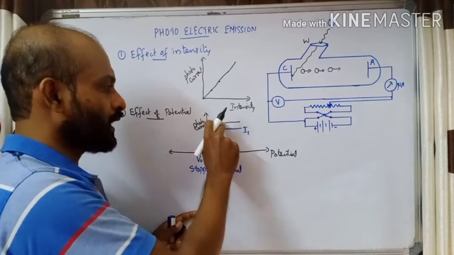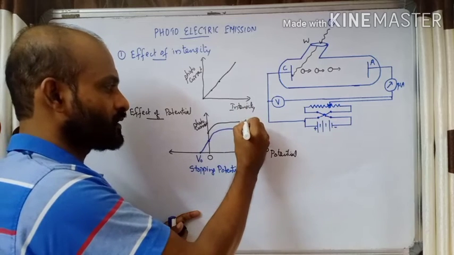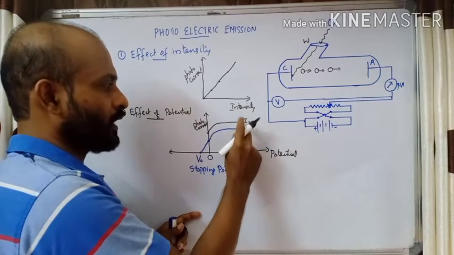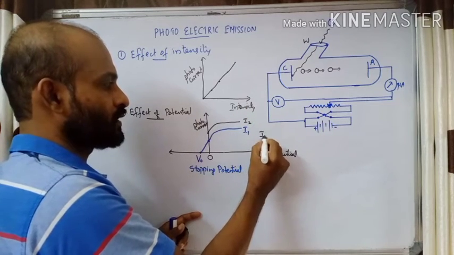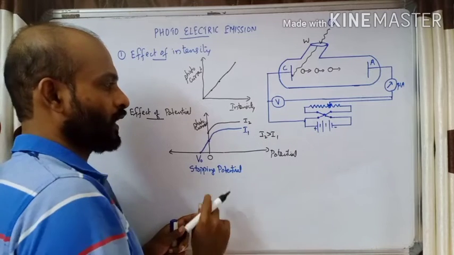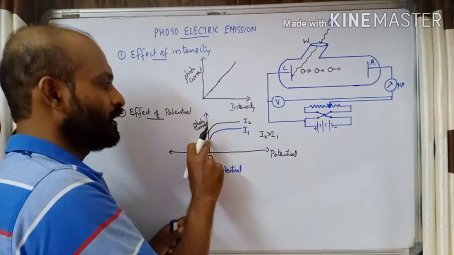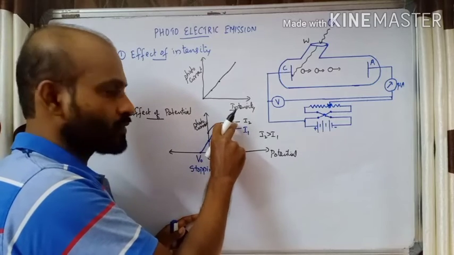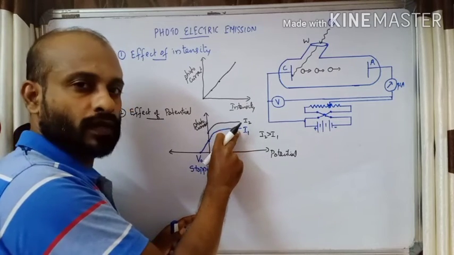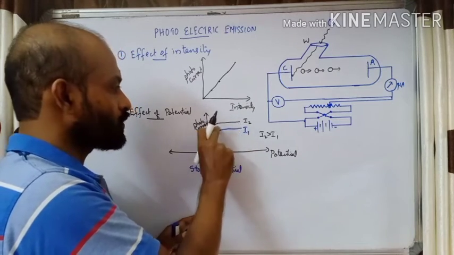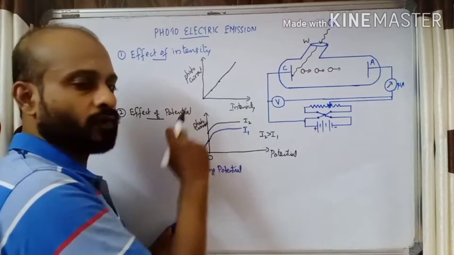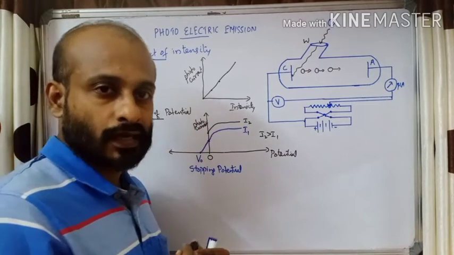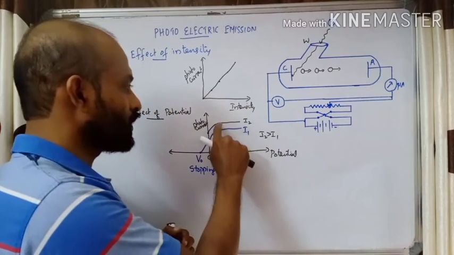Okay, a similar type of graph we can see for the next intensity, that is I2. How can you compare these two? See, I2 is greater than I1. So when we increase the intensity, the saturation current is larger compared to that of intensity I1. Now afterwards there is no further increase. That's called the saturation current. Even though we increase the potential, there is no further increase.